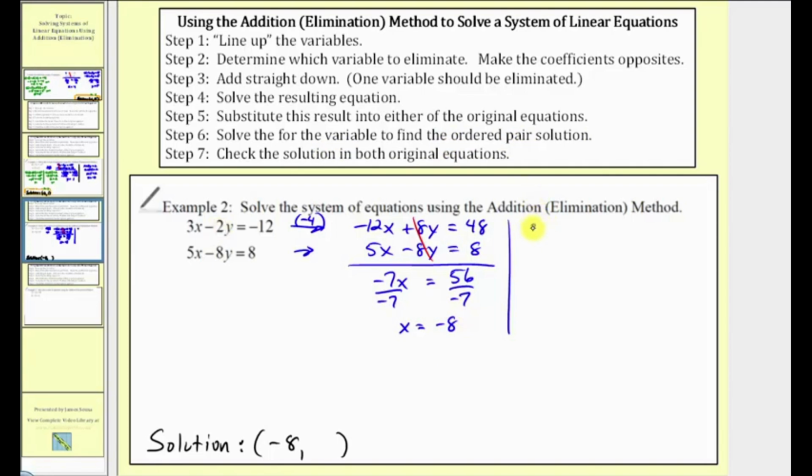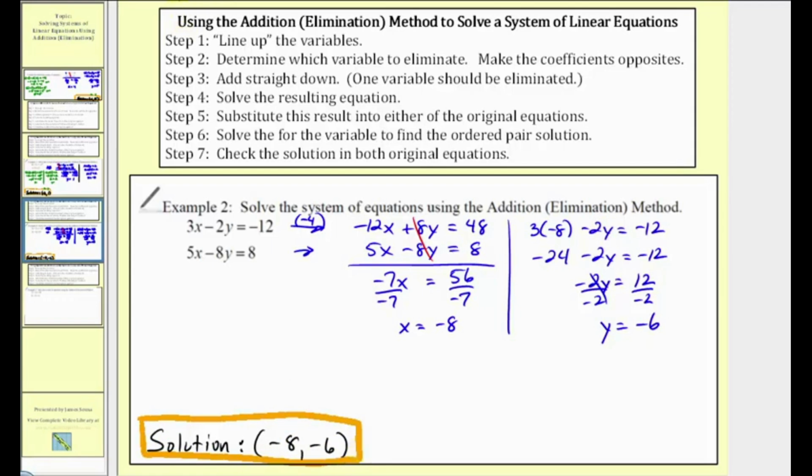So we'd have 3 times negative 8 minus 2y equals negative 12. So negative 24 minus 2y equals negative 12. Adding 24 to both sides, we'd have negative 2y equals positive 12. Dividing both sides by negative 2, we get y equals negative 6. So the ordered pair solution is negative 8 comma negative 6.